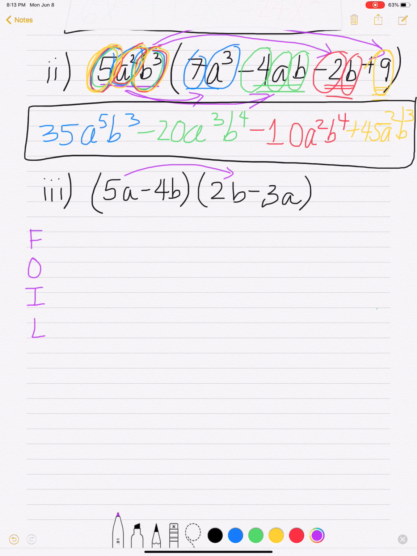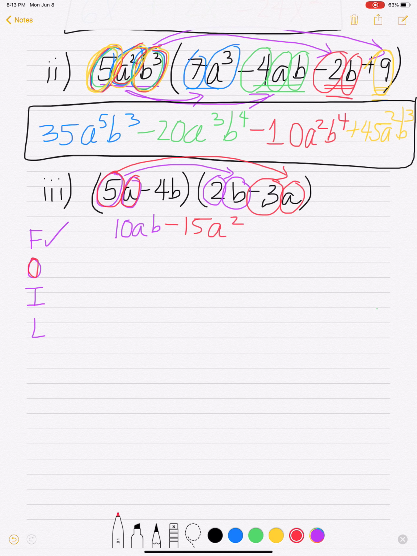I'm taking 5a times 2b. This is my first term. What's 5a times 2b? Well, we do 5 times 2 is 10. We have to do the a, and then we have to do the b. So we're going to get 10ab. Then we're going to do the outer terms, let's say. I'm going to multiply these terms together. We're going to take 5 times negative 3. What's 5 times negative 3? It's negative 15. And I'm going to take a times a here. It's going to be a squared.